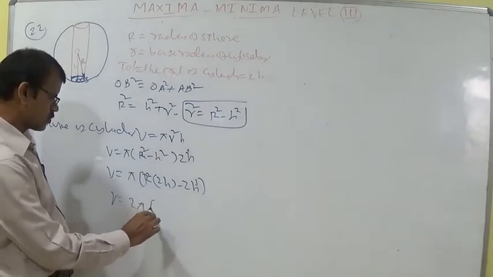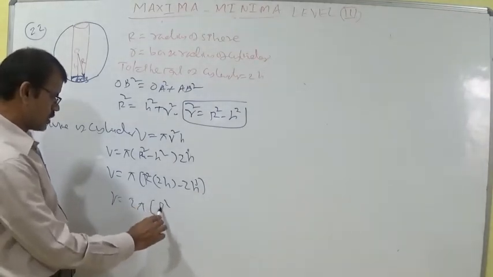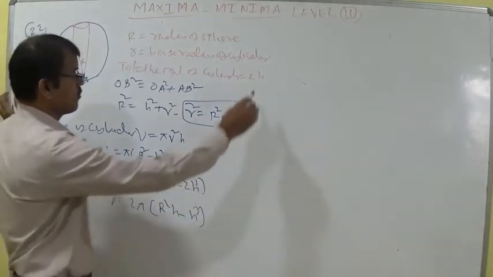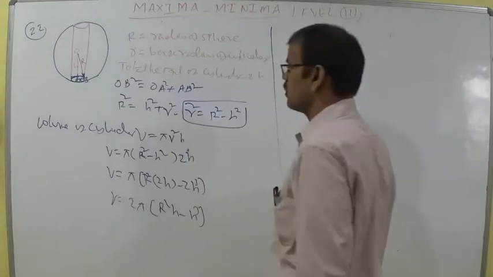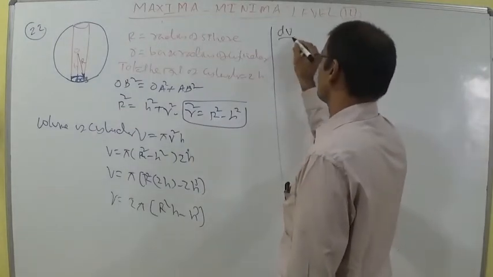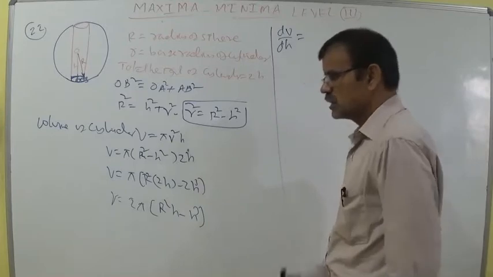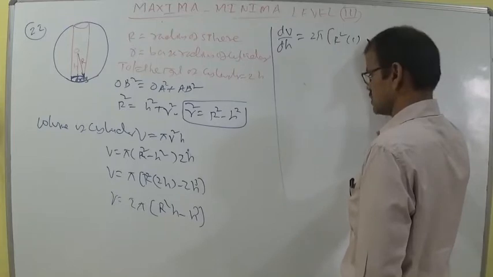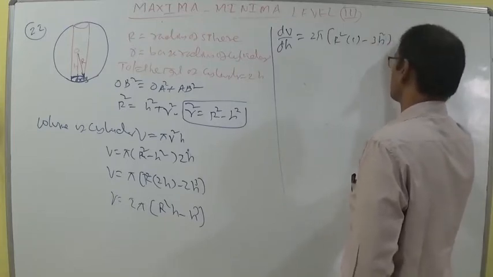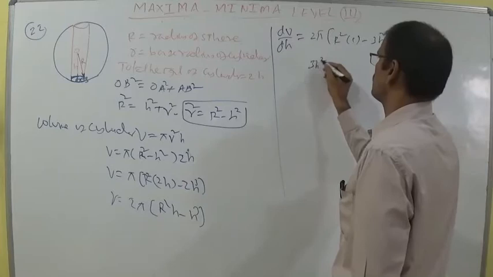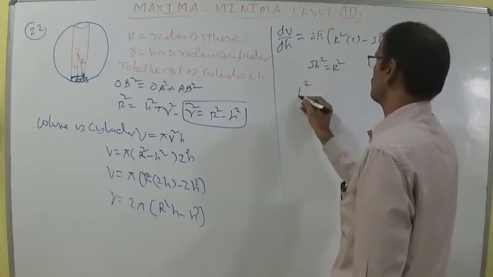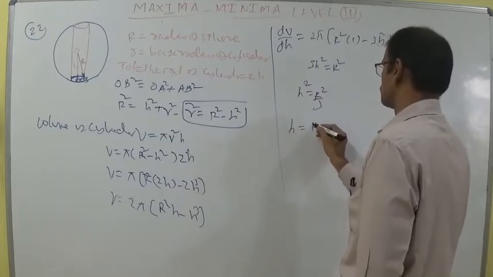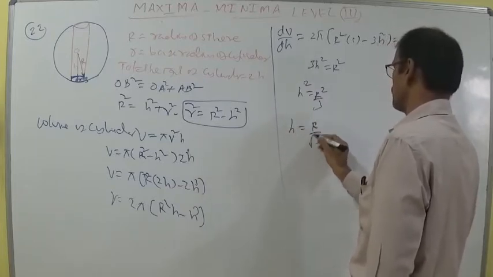So V is equal to 2, you can take common. If you don't write it also, no problem. Here you can write pi R square h minus h cube. To calculate whether the volume is minimum or maximum, you can write dV by dh equal to 2 pi into R square into 1, derivative of h, minus 3h square equal to 0. So 3h square is equal to R square, h square is equal to R square by 3, and h is equal to R by root 3.